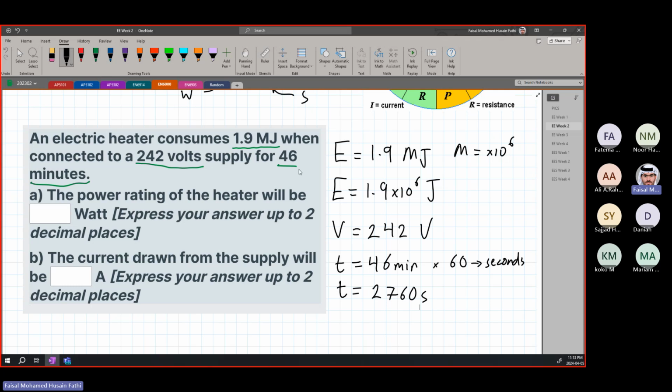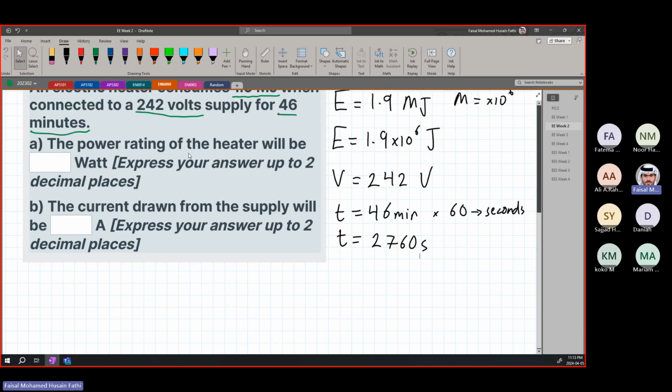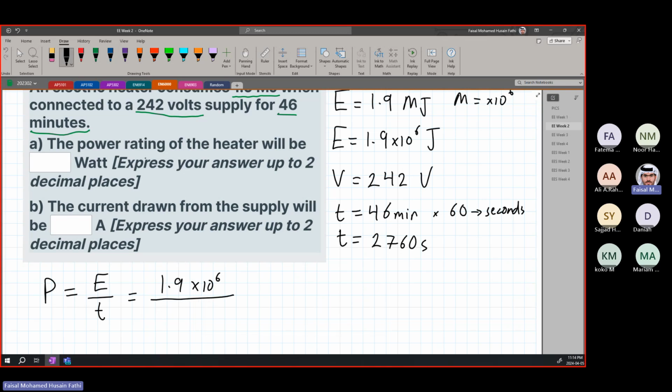Okay. Now we read the question. The power rating of the heater will be, meaning we need to find the power P. We know that P is equal to energy over time. We have the energy, 1.9 times 10 to the power of 6 joules, over the time in seconds, which is 2760. Simply you will get 688.41 watts. So this is the power; we found the power easily. Okay, we found the power.